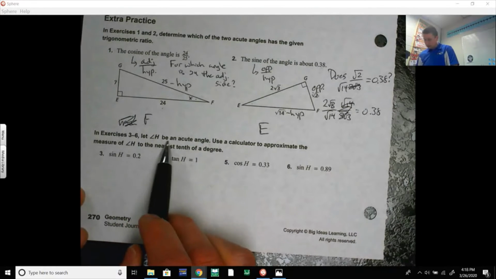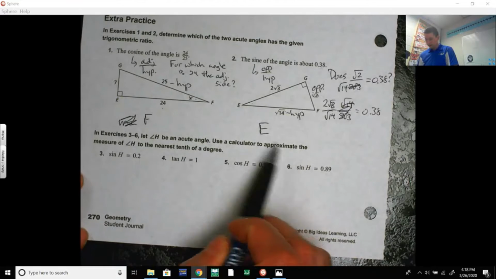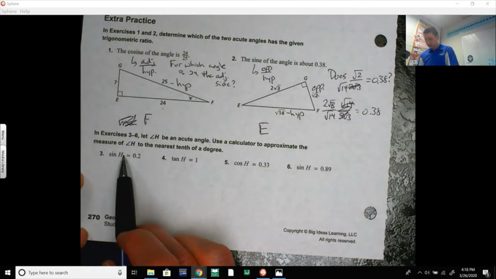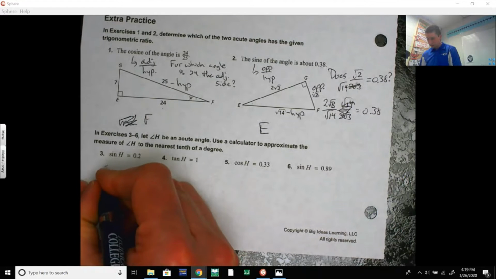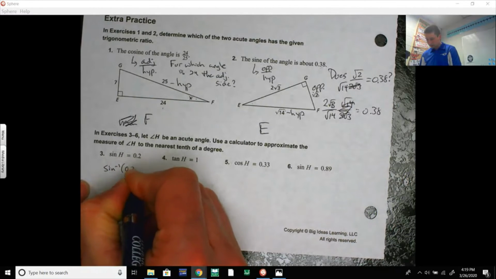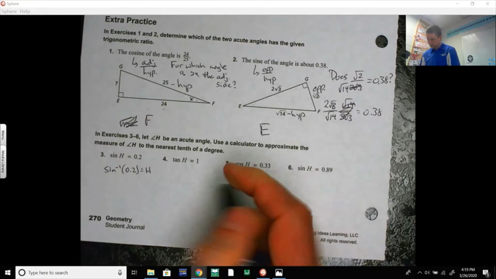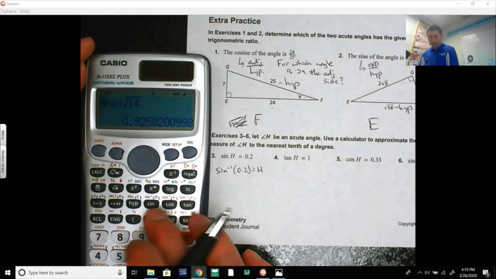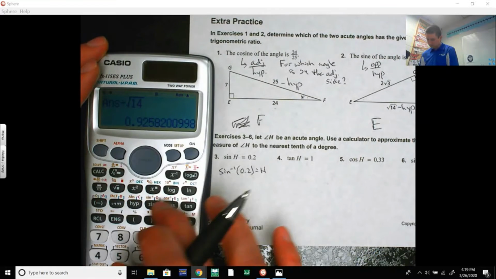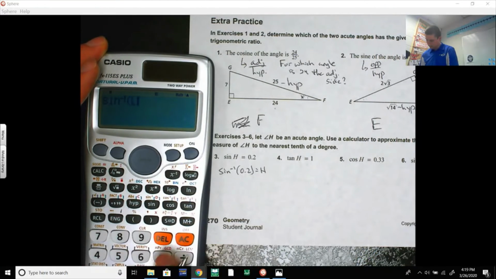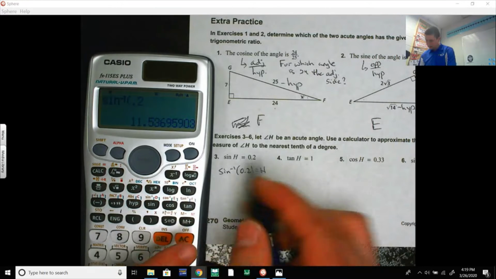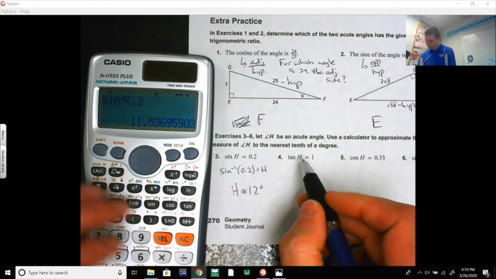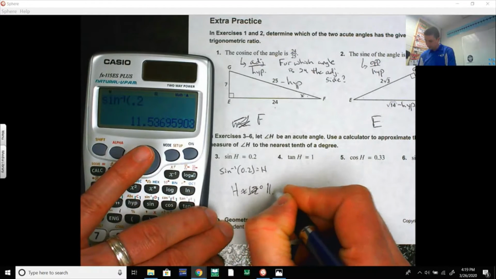Okay, let H be an acute angle. Use a calculator to approximate the measure of angle H to the nearest tenth of a degree. So the sine of H is 0.2. So you're just going to do the inverse sine of 0.2, and that's what H is going to be. It's a secondary function. I'm going to go shift sine and 0.2, and we get about 12 degrees. Nearest tenth of a degree, 11.5 degrees.